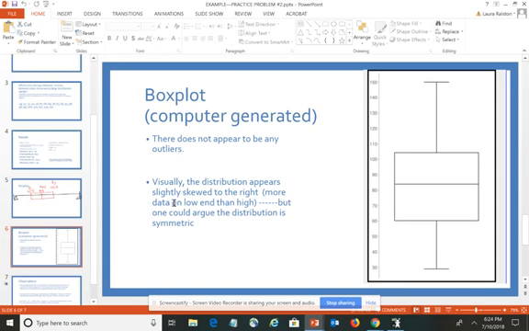Visually, here's where sometimes it gets tricky. I could argue that this box is a little bit on the low end, which would mean it's skewed to the right. But someone else might come along and say, I don't know, Miss Ralston, I think it's kind of in the middle, which means it's symmetric. So sometimes our eyes can be tricked or deceived. That's why it's always best to verify it using our algebraic formula.